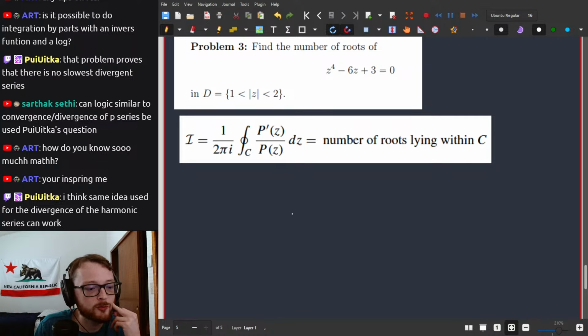Something to use for divergence of the harmonic series? Well, the typical idea I'm aware of for that is integration. There's another one where you can think about powers of 2 and doing a comparison. But I assume you mean integration.